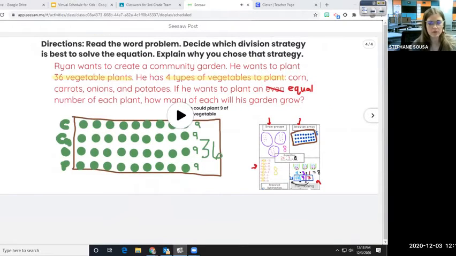All right, so this is what you're going to do today. You're going to see word problems and you're going to decide which strategy makes the most sense. Okay, 1 second, I respond to something.